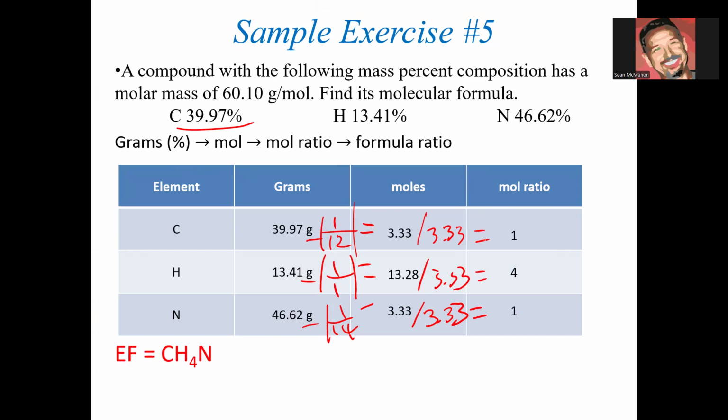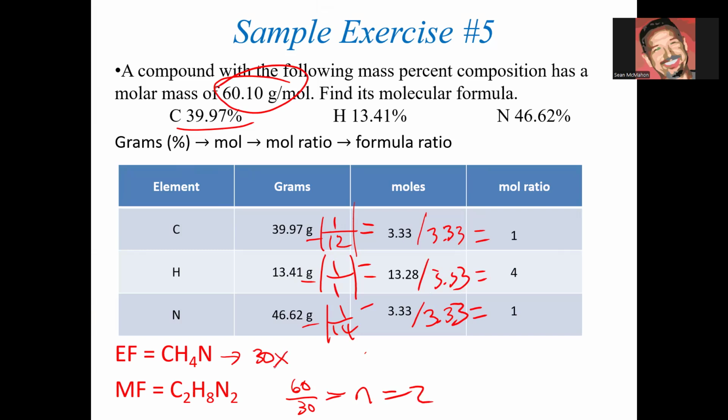And then we use our molecular formula molar mass, and determine that this molar mass is 30. Divide 60 by 30, our N is 2, so multiply this by 2, and we get the 60 grams per mole, and we get the C2H8N2. So that's what we did last time.